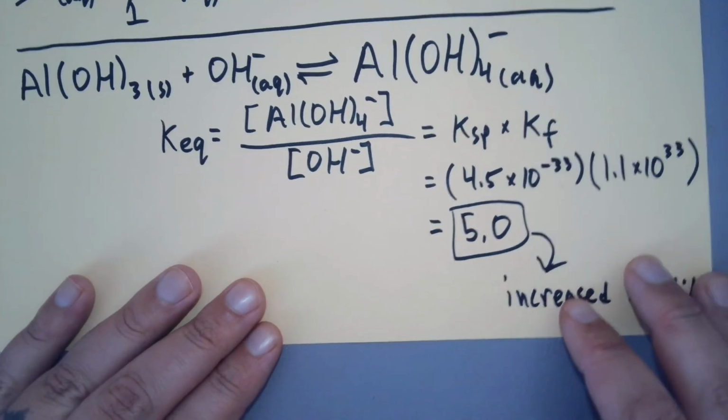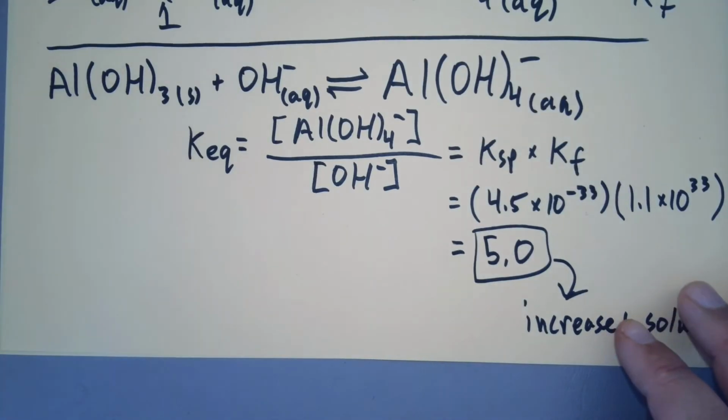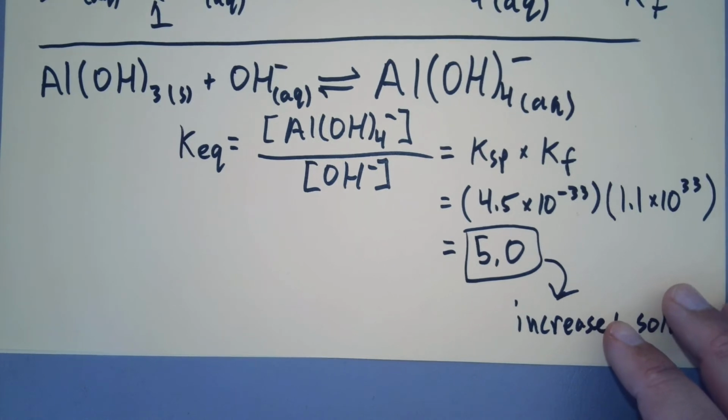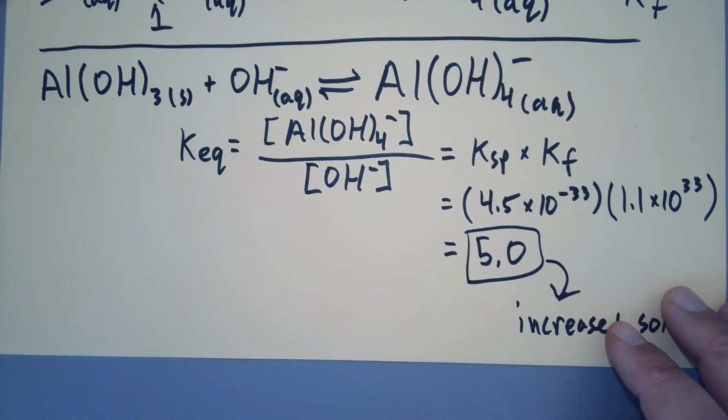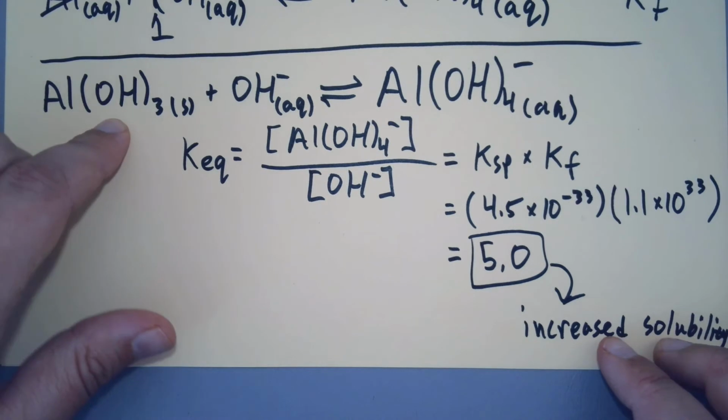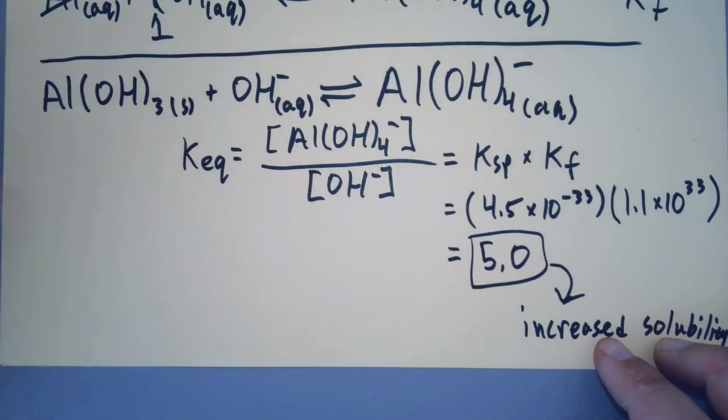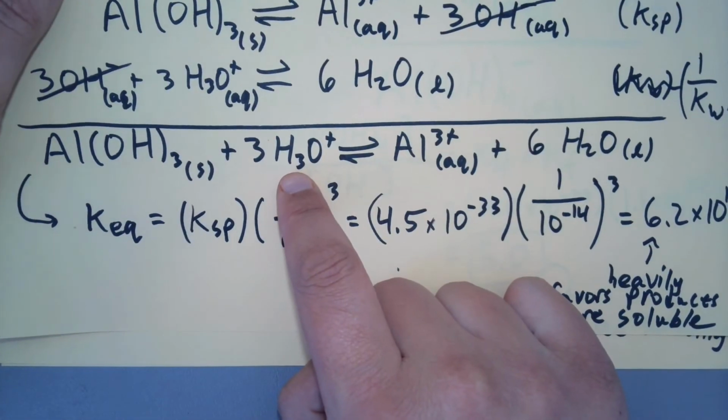So my next question is, which one's better for dissolving aluminum hydroxide? Adding base or adding acid?